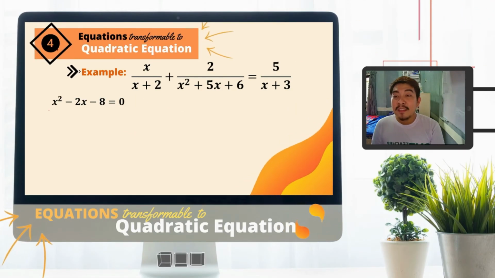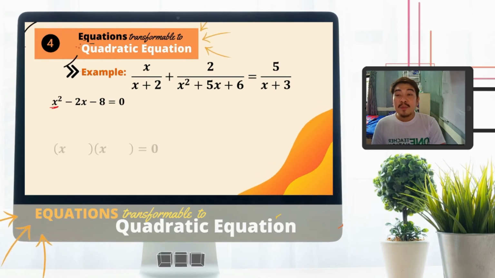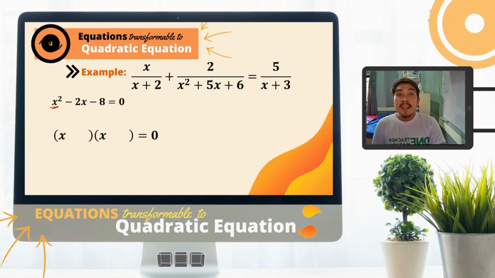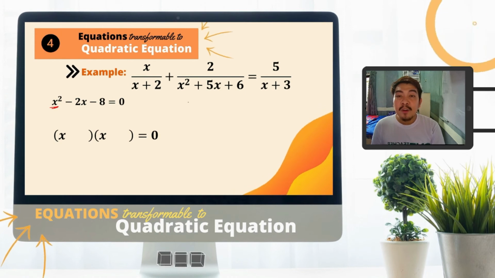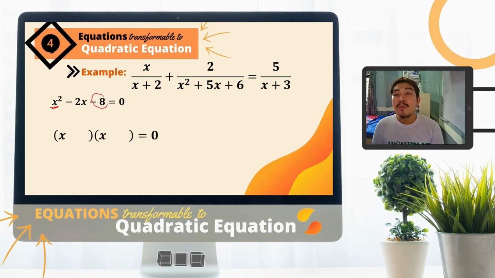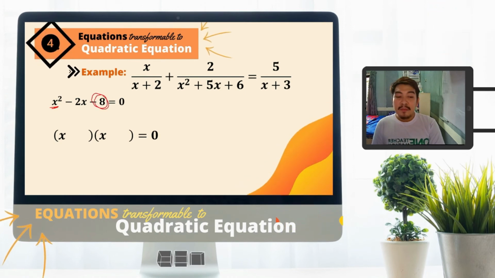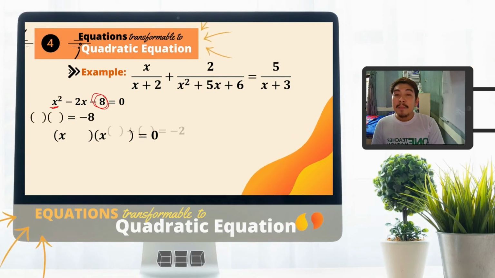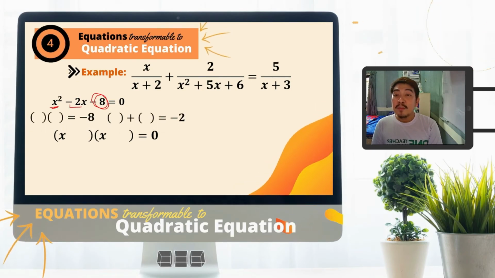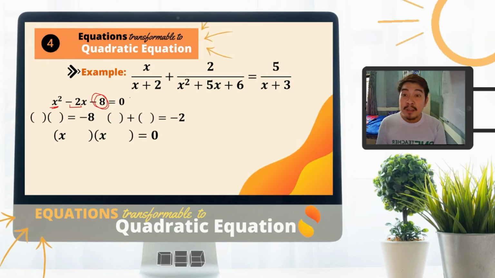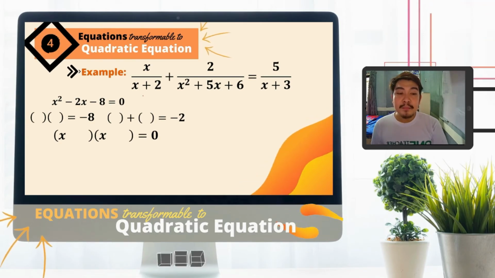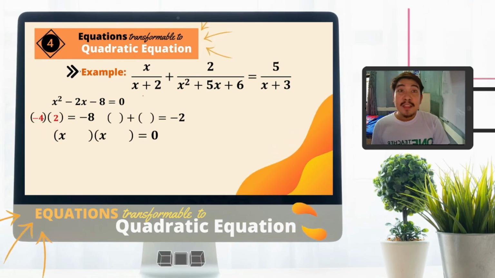So let us factor x squared. So the factor of x squared will be x times x. Next, we should think of factors of negative 8. Dalawang number kapag minultiply mo negative 8. At the same time, kapag ka-inad mo, negative 2 ang lalabas. So what are the numbers? The numbers will be negative 4 and 2.